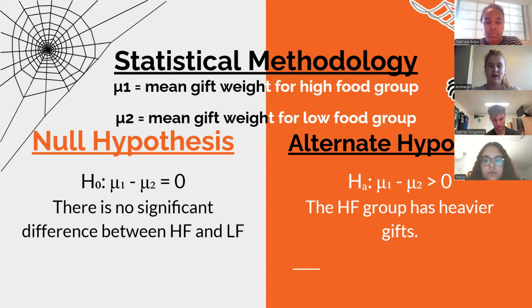And so for our null hypothesis, we have mu1 minus mu2 equals 0, which just means that the means will be equal, so no significant difference between the means of the weight of the gifts for the high food versus the low food diets. And our alternate hypothesis is that mu1 minus mu2 is greater than 0. So this means that we are hypothesizing that the mean weight from the high food group is heavier than the mean weight for the low food group.